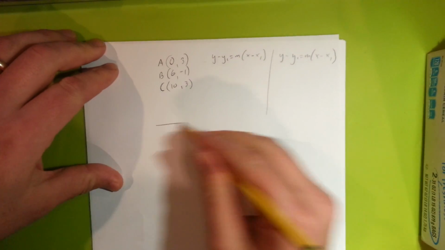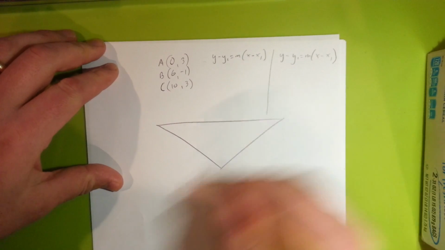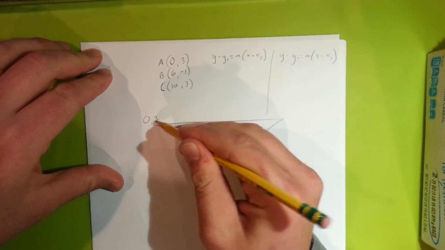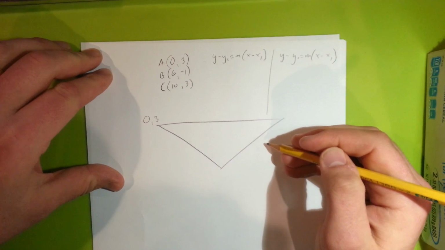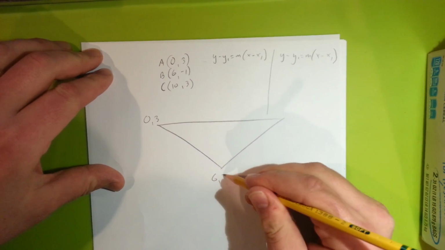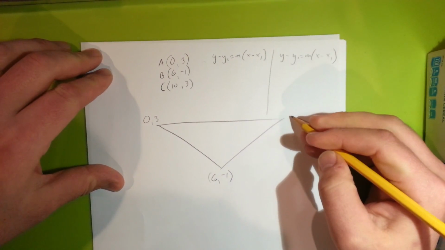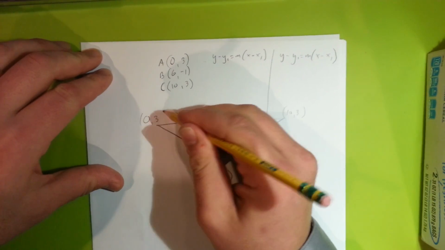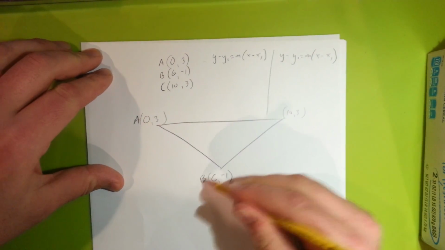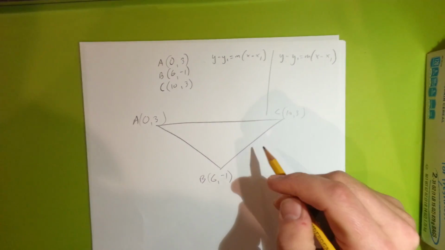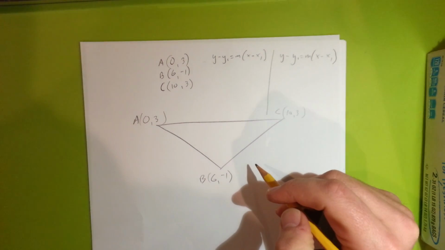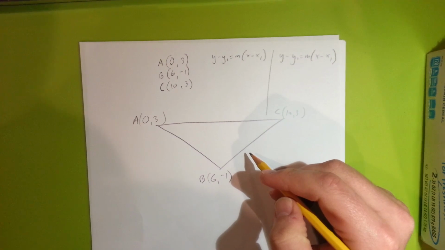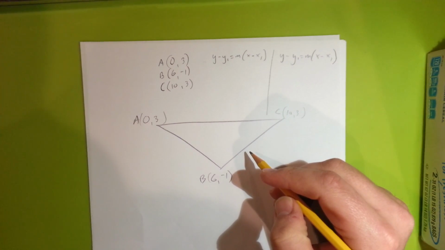So the first thing I'm going to do is draw the triangle out. I've got A, which has coordinates 0, 3. I've got B, which has coordinates 6, negative 1. And C, which has coordinates 10, 3. So A, B, and C. What I want to do is find the circumcenter. So the circumcenter, again, is the point where the perpendicular bisectors intersect.